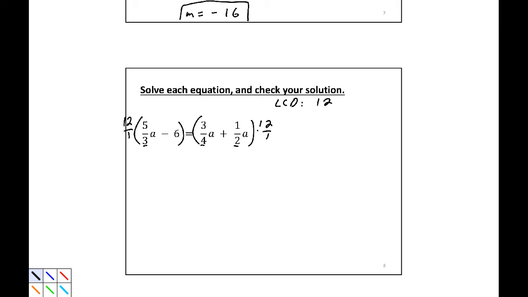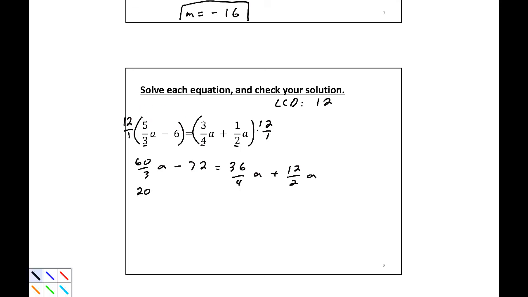The first of these, that becomes 60 over 3a minus 72. Distributing that, that will be 36 over 4a plus 12 over 2a. 12 times 1 is 12, keep the 2. 12 times 3, 36, keep the 4. 12 times 5 is 60, keep the 3. 12 times 6 is 72.